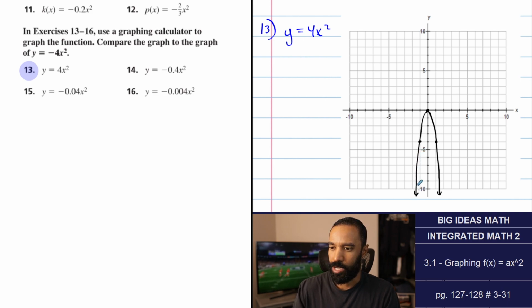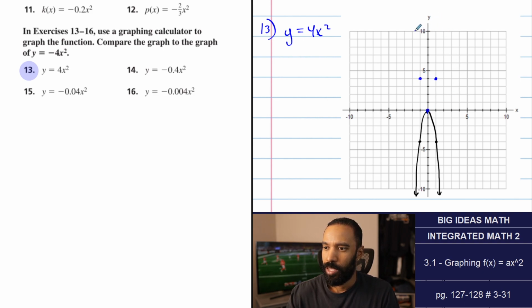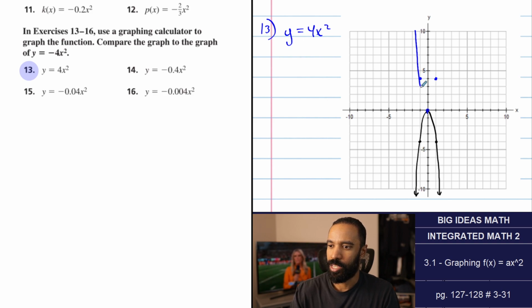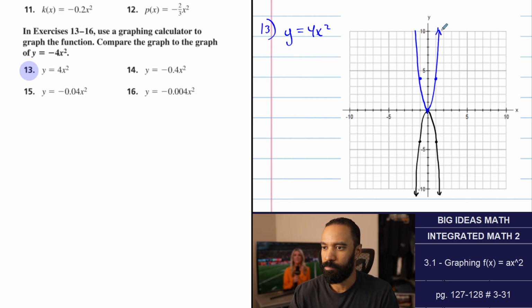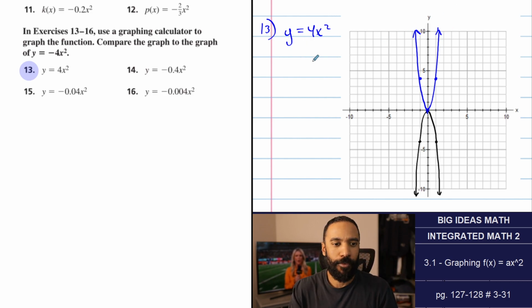All right, now let's do the one in blue. The one in blue is just an upward version of that. So 4, vertex at the origin like that, and same concept here. Okay, and that is a V shape, don't get me wrong. All right, so there's the first one. Number 14.